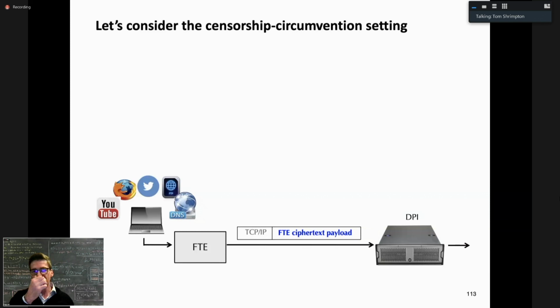Okay, so let's consider the censorship circumvention setting. So here's the idea. You want to do all the kinds of stuff you typically do on the web anyway. So you want to maybe watch a YouTube video, surf the web, go to Twitter, whatever. You want to do all these sorts of operations that you kind of take for granted when you're using the internet. But you want to hide them, right? Because you're concerned that your activities online might be surveilled or censored or whatever.